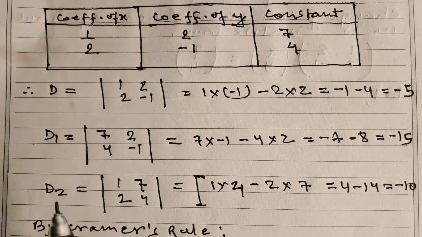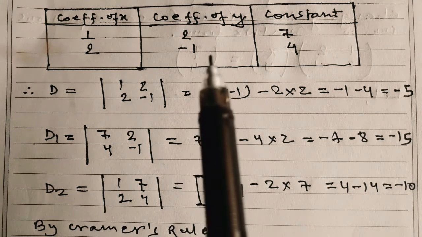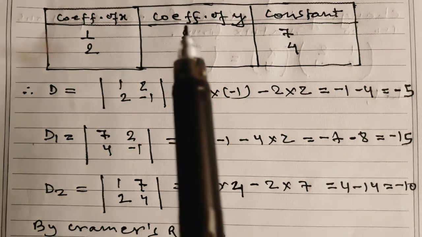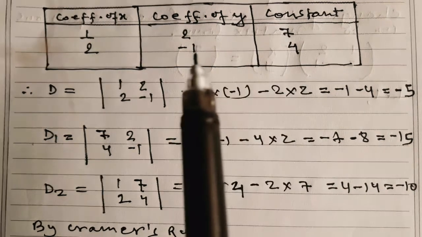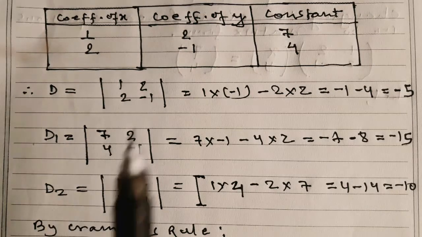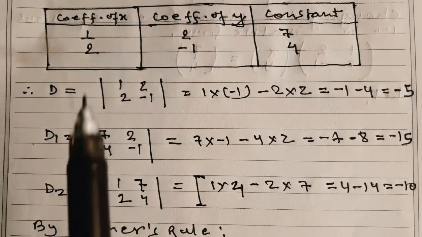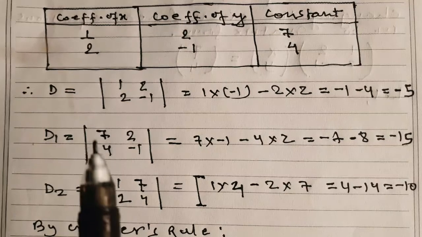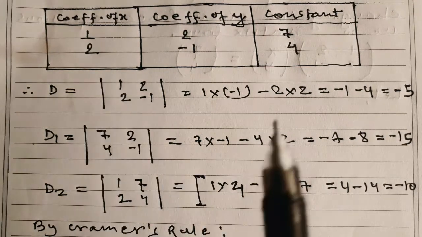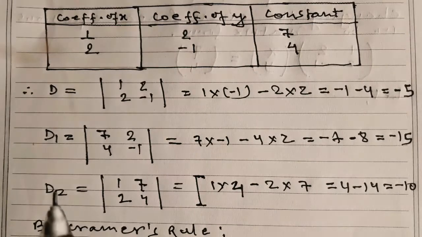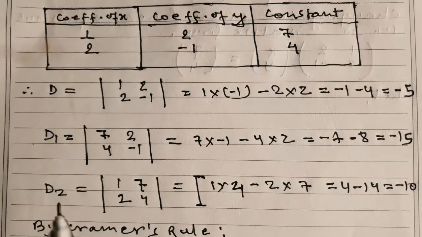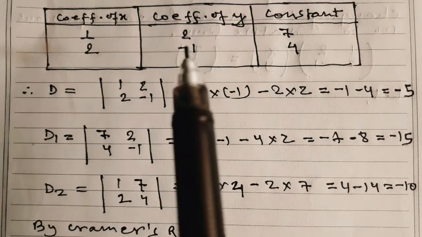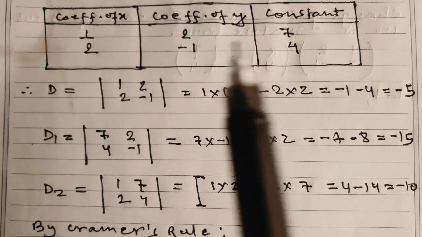Now D2 is the determinant of coefficient of x and constant. To find D2, we have to replace the coefficient of y by the constant, or we can say we have to cancel the second column. To find D1 we cancel the first column, and then the column which is cancelled we replace by the constant. So in case of finding D2, we cancel the second column, and the column which is cancelled we replace by the constant.